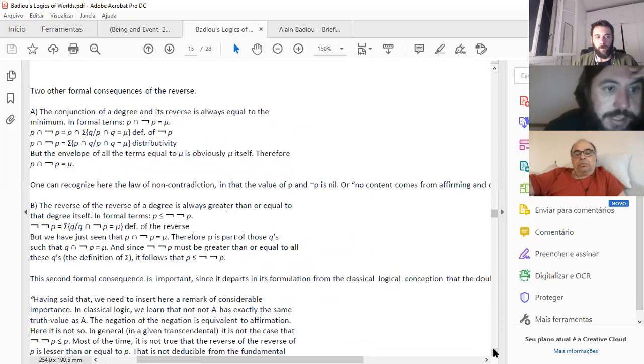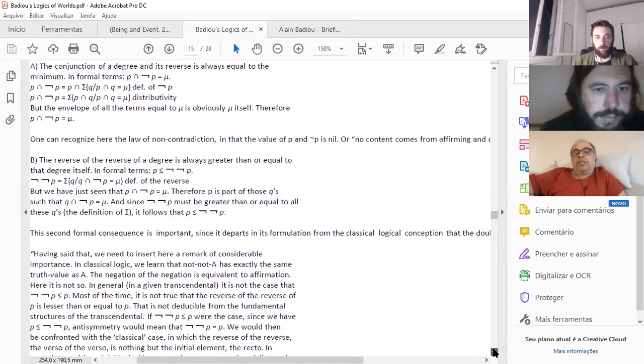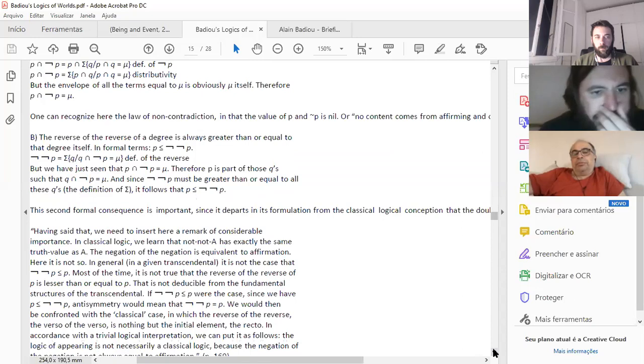But the reverse of the reverse of a degree is always greater than or equal to the degree itself. Yeah, but the opposite is not true. It is not the case that the reverse of a degree is less than or equal to that degree. Yes.